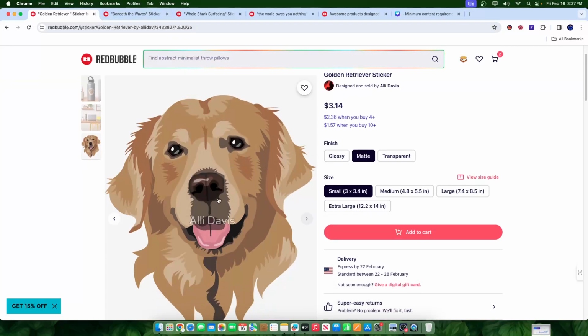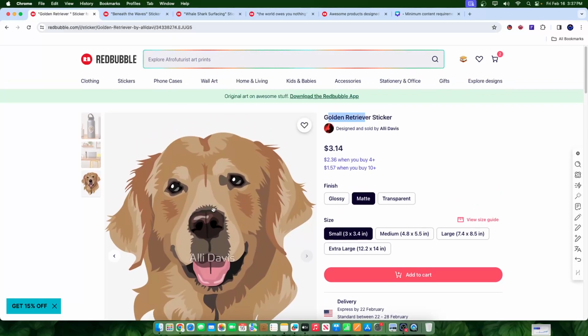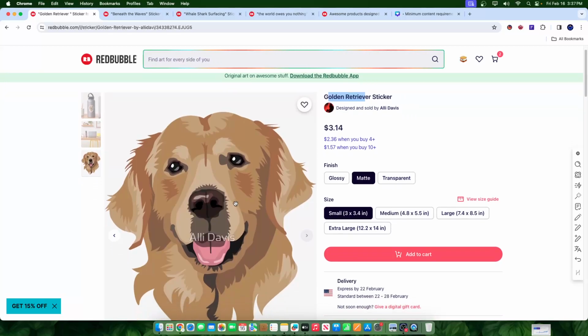So the image you have in front of you is a golden retriever sticker. This is purely a search-based image because there are people who search for golden retriever stickers, whether it be on Google or whether it be on Redbubble. There is definitely search demand and search presence for this.